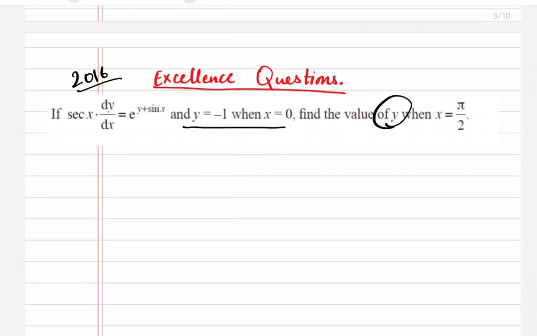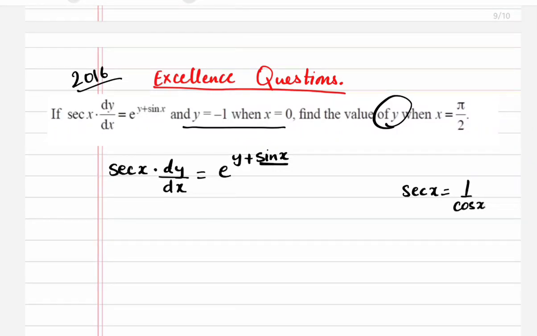All right, so let's start with the equation they have given us, which is sec x dy over dx is equal to e to the power of y plus sine x. Now here we have sine x, so I would like to change sec x into cos. We know that sec x is equal to 1 over cos x, because differentiation and integration of sine and cos could just simplify this question.